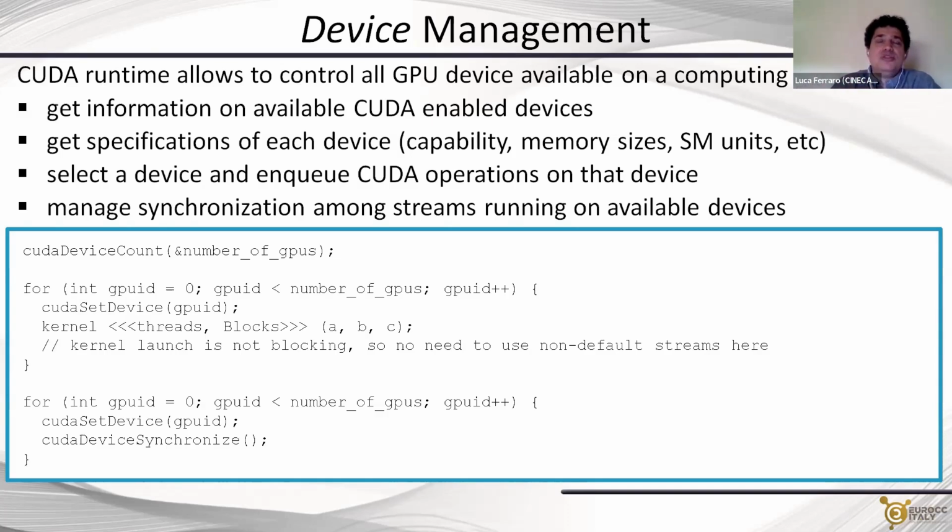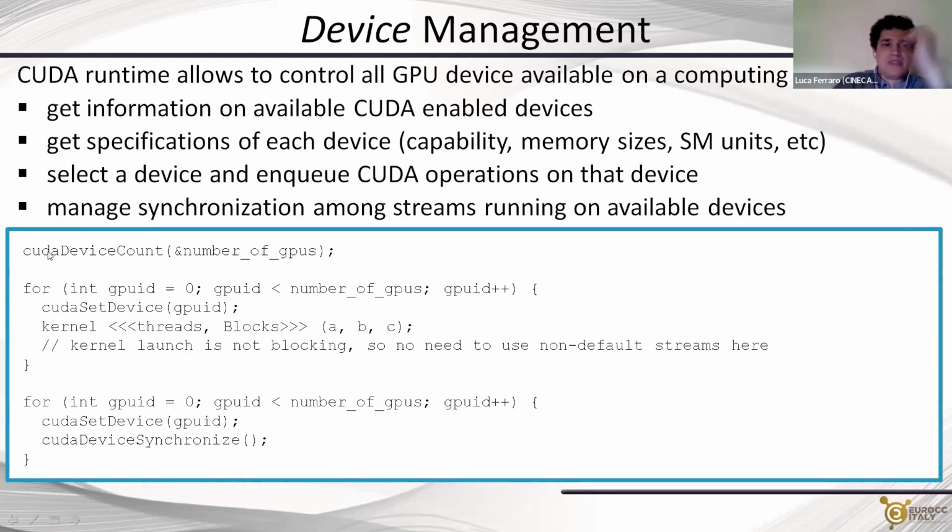Okay, so if you want to use multiple devices with multiple streams, you have to declare and initialize streams for each device you want to use. Once you select a device, every CUDA operation that you write in your code will be enqueued into that device.